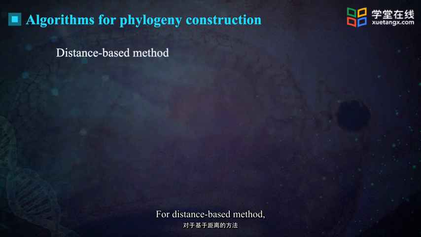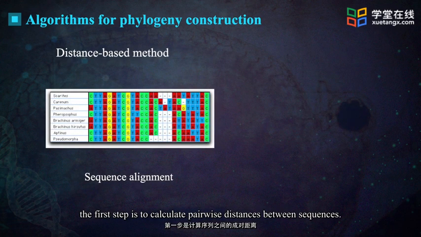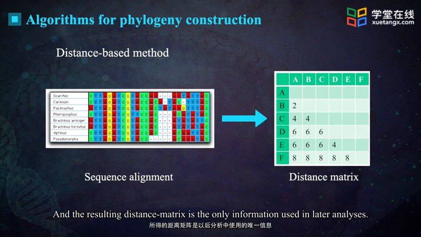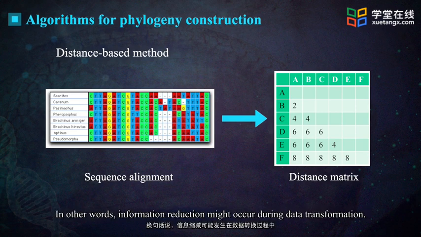For distance-based methods, the first step is to calculate pairwise distances between sequences, and the resulting distance matrix is the only information used in later analyses. In other words, information reduction might occur during data transformation.